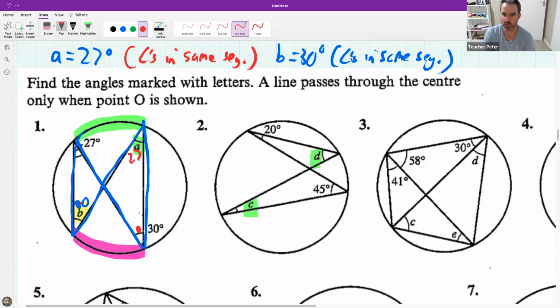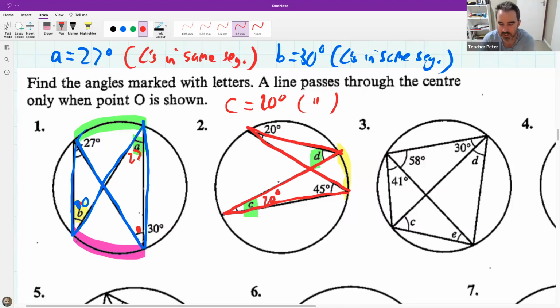Okay, let's do 2. 2 is a little bit harder. Where am I looking to start with? I feel like my hint to you would be to start with this arc over here, and that could help you get C. So if that goes to there, then this must go up to here, and C must be 20. I'm just going to say this, but it's the same reason. So C was 20.